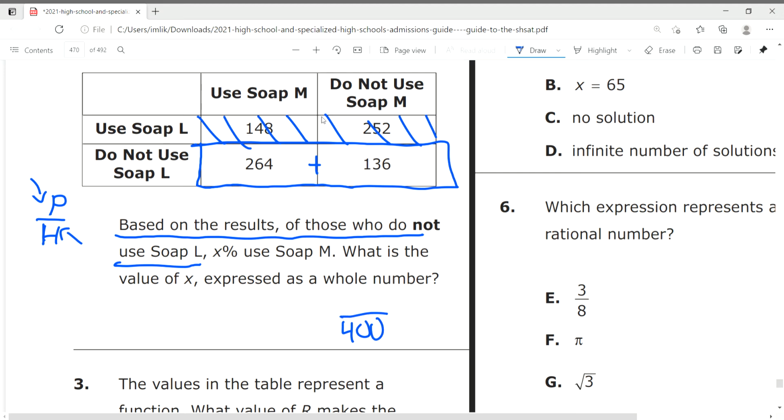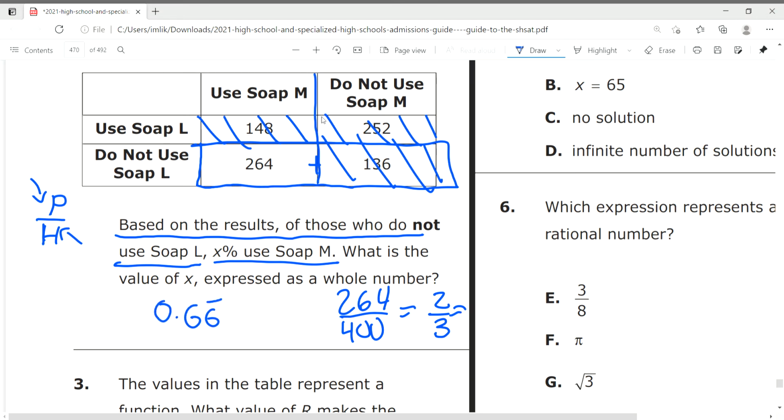Now we want our part. X% use SOAP M, so our part is going to be SOAP M. So P over H, that's going to be 264 over 400. If we simplify that we get 2 over 3, which is roughly equal to 0.66, goes on forever. If we want to convert this into percent, it's going to be 66%. It just wants it as a whole number, which is just 66. So this is a fairly simple one. This is just 3 points. Just read the problem carefully and you'll get it.